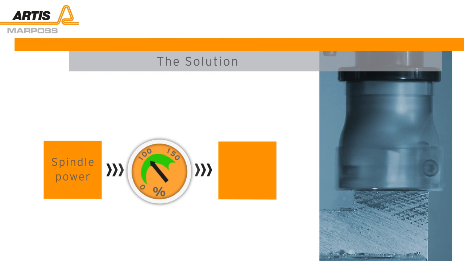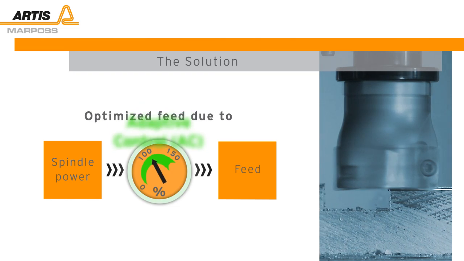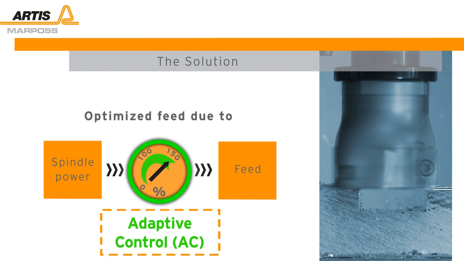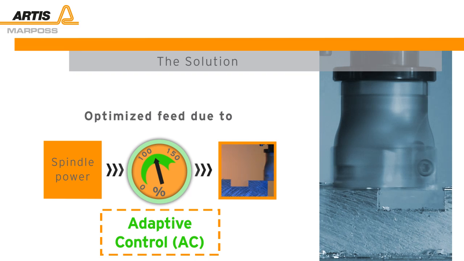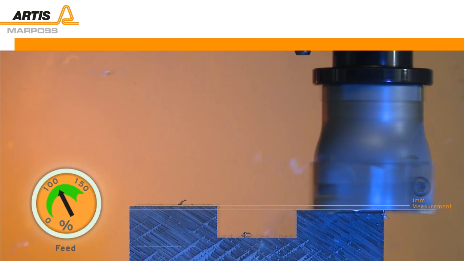Adaptive control from ARTIS helps to optimize the feed rate in your machining process. Adaptive control recognizes and activates power reserves. The overall spindle power does not go up.